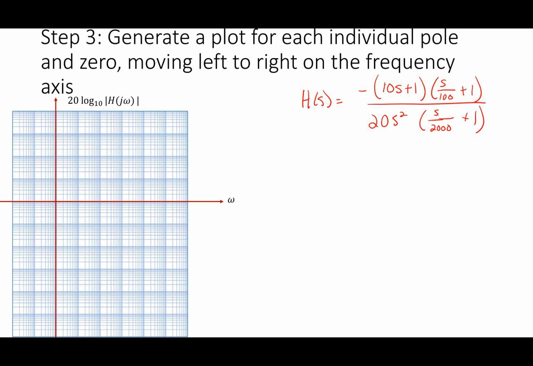All right, so what do I do here? I cry a lot. Probably a good idea, right? So step 3, what is step 3? Do a plot for each one. Step 4 is add them all together. Where should I start? Well, I probably should label up these axes, right? That's always helpful.